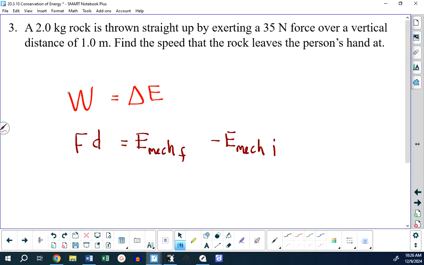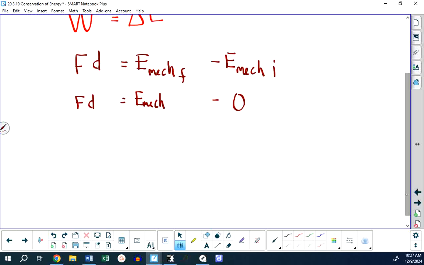Yes? I hope you'd further agree that this is zero. I'm not saying you're throwing it from the ground. I'm saying that wherever you start applying the force, you're going to call that zero to make your life easy. And you're not on a jetpack moving through the air while you're throwing it. So the rock starts from rest to begin with. But my question now becomes, what kind of mechanical energy does the rock have at the end of this application of the force?